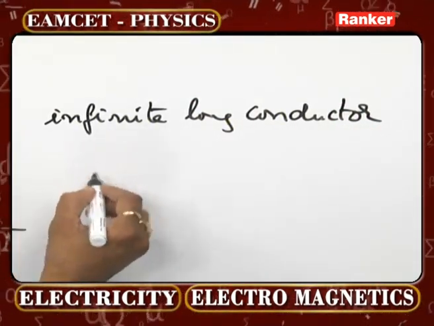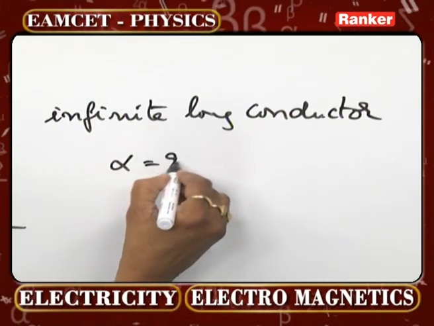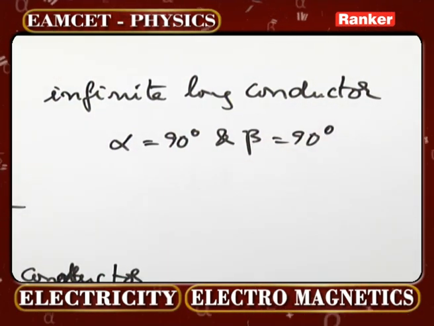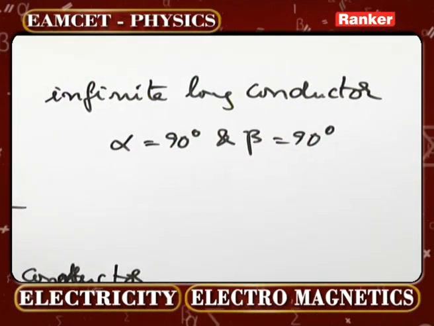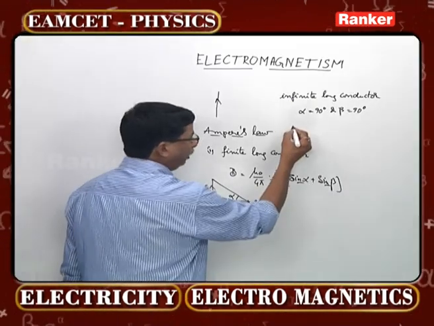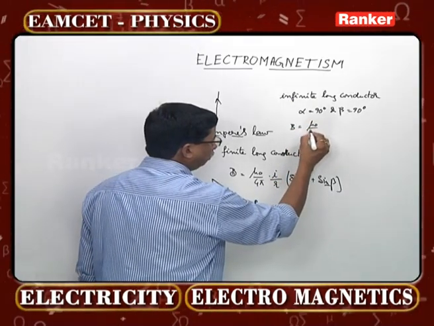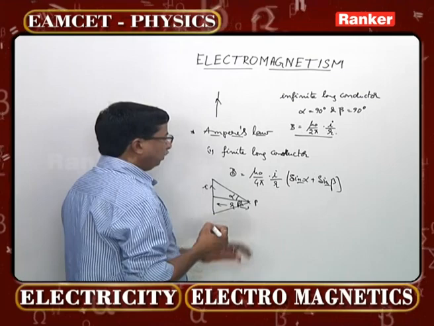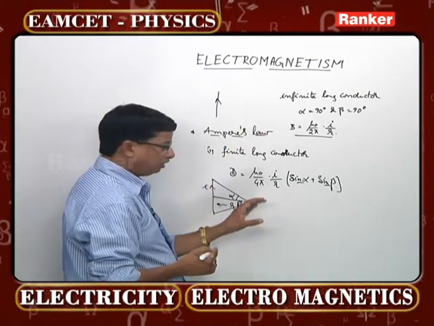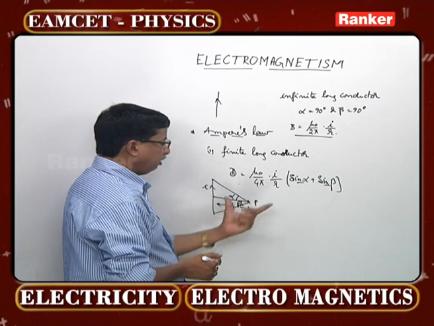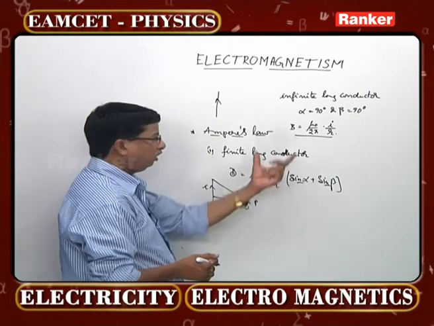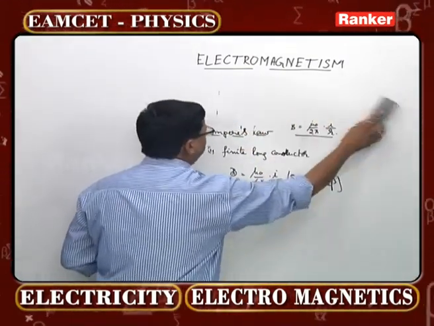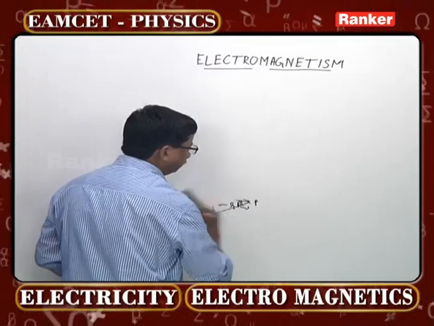For such a conductor, what you will be finding is alpha is 90 and beta also is going to be 90. Then sin 90 plus sin 90 is 1 plus 1, that is 2. The 2 gets cancelled in 4 twice. Therefore B will be mu naught by 2 pi into I by r. That is the formula. So as far as Ampere's law application is concerned, we need to remember two formulae. One is for a finite long conductor, one is for an infinite long conductor. So this is one. Coming to the next one, what is this Biot-Savart's law?